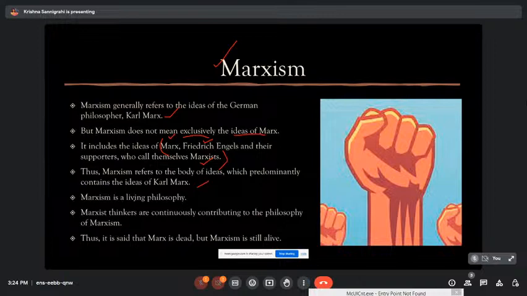Now, Marxism is a living philosophy. What I was trying to tell you is that it is not something which is just resting in the books, but it's a living philosophy. It is something which is growing, which is evolving. So, Marxist thinkers are continuously contributing to the philosophy of Marxism, which makes it lively, very approachable and practical in today's world. Thus, it is said that Marx is dead, but Marxism is still alive. Though Marx is dead, Marxism is still alive, still evolving, still growing.